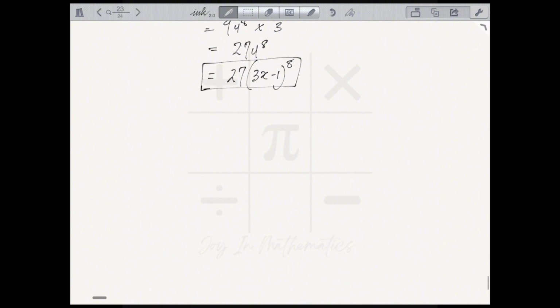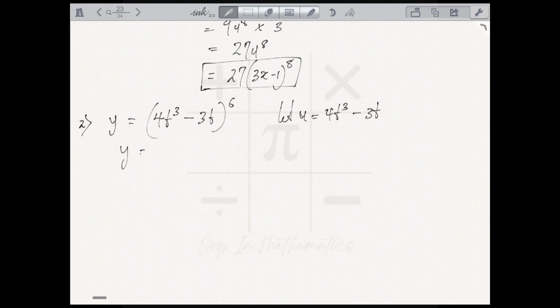Let's take another example. Given that y is equal to (4t cubed minus 3t) all raised to power 6. Now we can see that there is an expression here of 4t cubed minus 3t. Then we can say let u be equal to 4t cubed minus 3t. Therefore, our y will be equals to u raised to power 6. So we can evaluate dy/du, and we can evaluate du/dt. So our dy/du is 6u raised to power 5. Our du/dt will give us 12t squared minus 3.